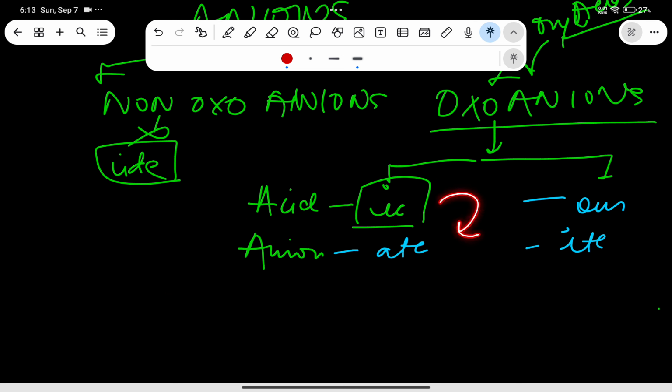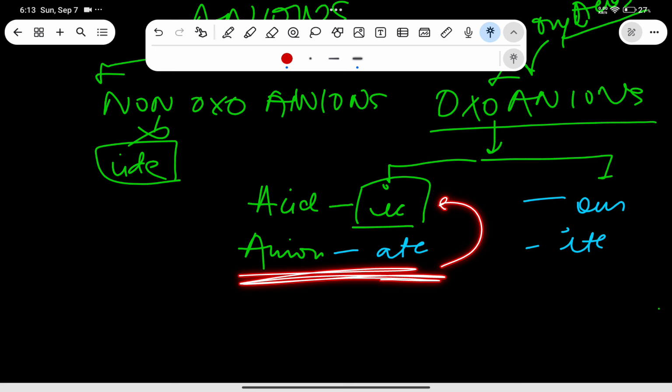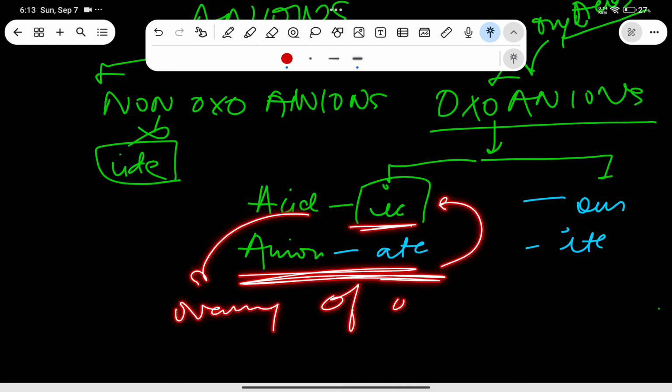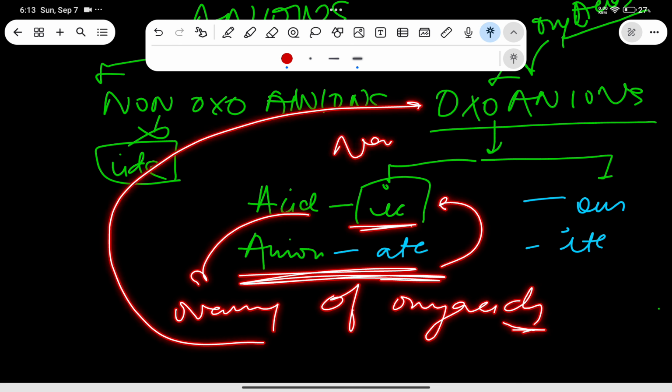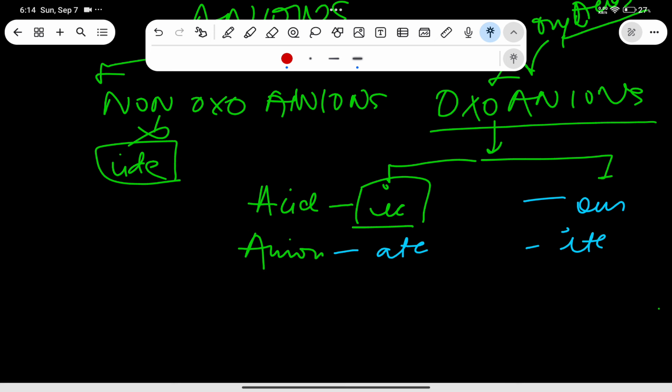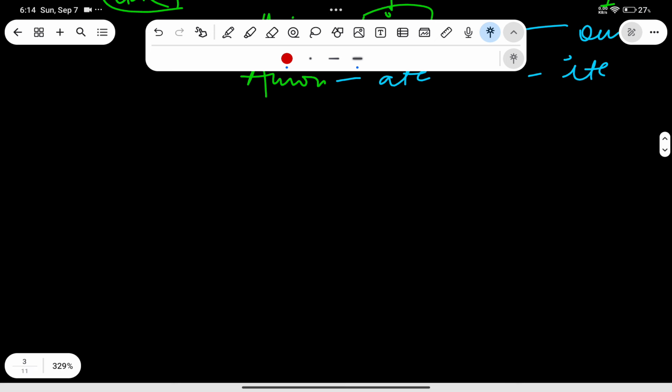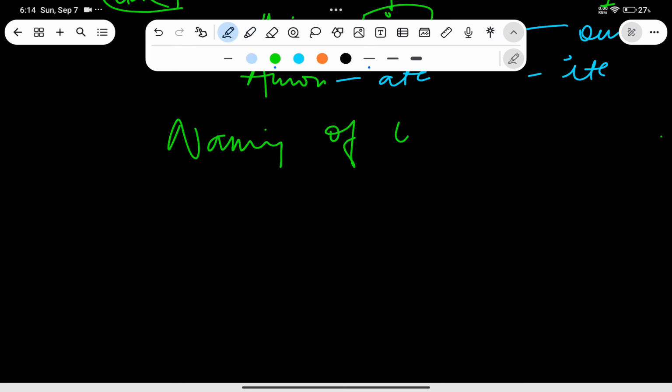So you can see this as oxoanions' dependence on the acid. Basically, the name of the anion depends on the name of the oxyacid from which it is derived. Therefore we have to understand the naming of oxyacids for the sake of understanding the naming of oxoanions. So I think you got the purpose behind understanding the names of oxyacids.